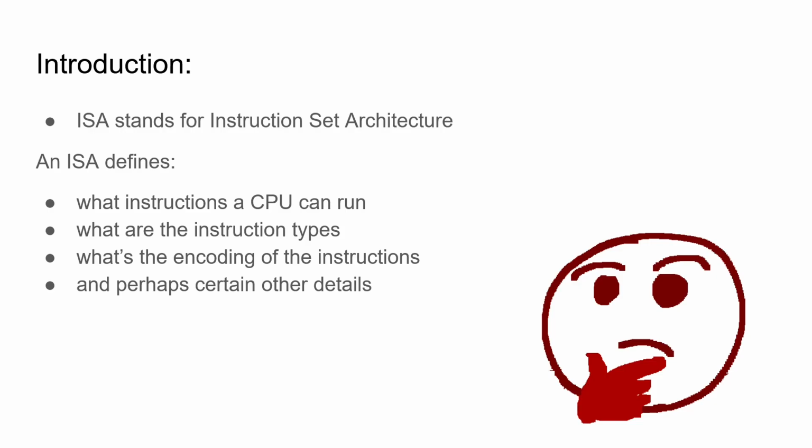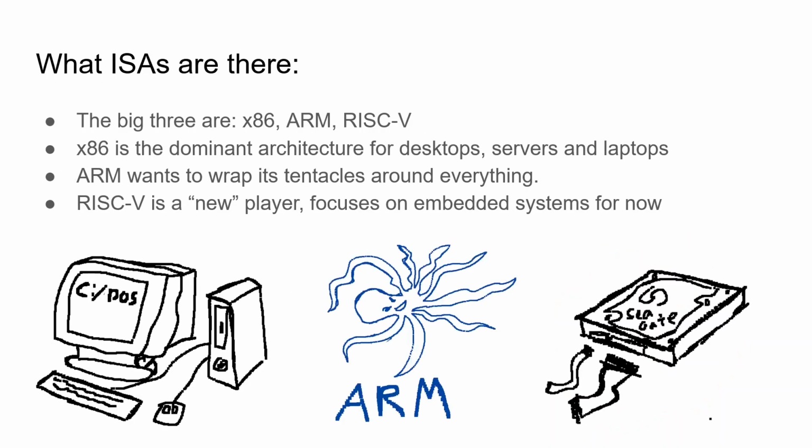So, what does an ISA stand for? ISA stands for Instruction Set Architecture. That means what instructions a CPU can run, what the instruction types are, what the encoding of those instructions is, and depending on who you ask, it can include some other details. But let's just focus on these first three, because that's what I care about.